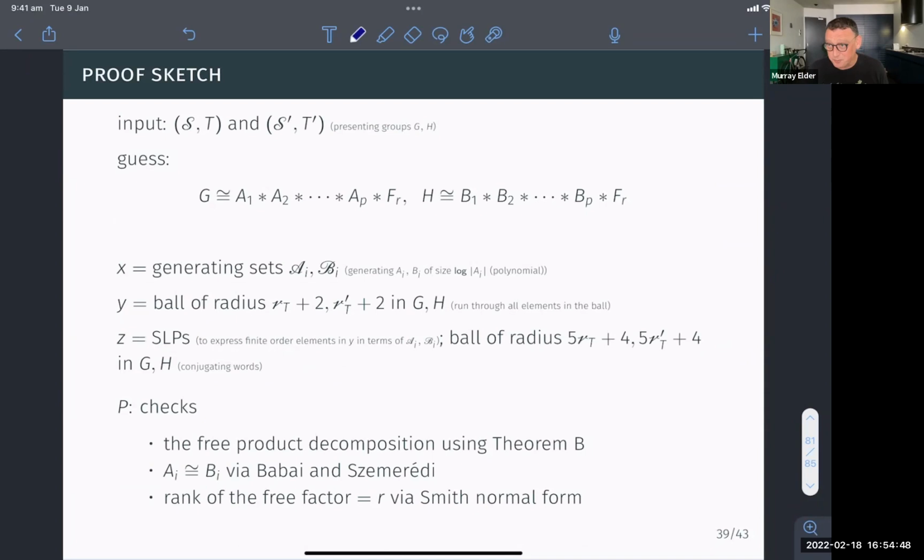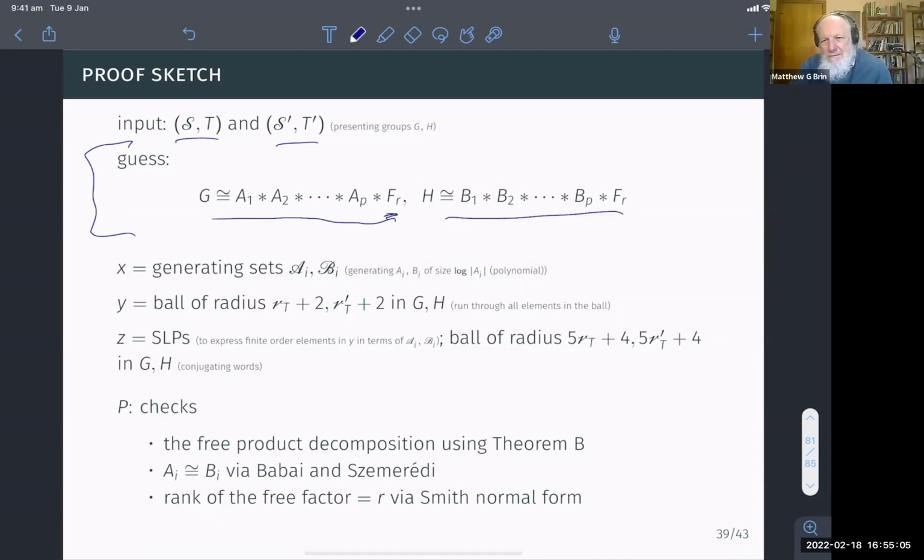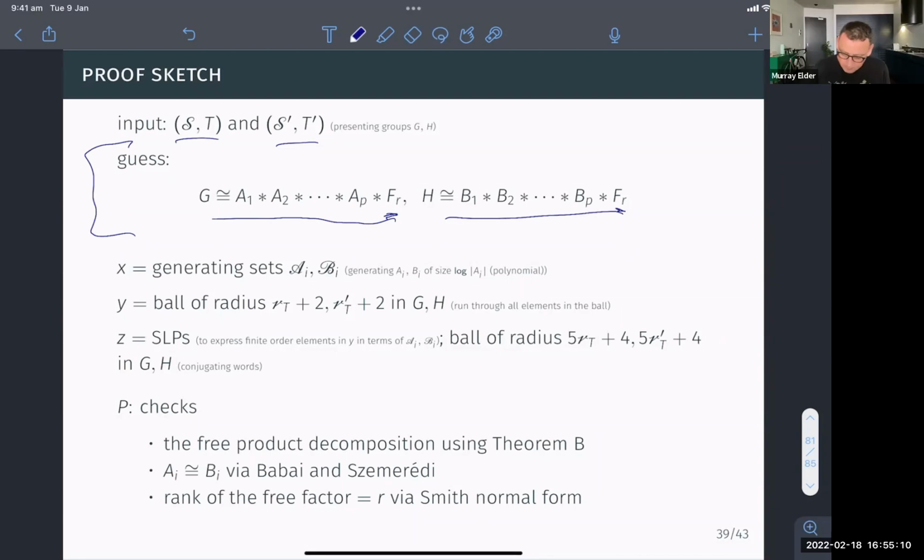This is the sketch of the proof, so I don't know how helpful this is going to be, but you've got 2 rewriting systems presenting 2 groups. So this is something we just do in our heads. We guess that the plane groups look like these, the same rank free group at the end, and then the same number of finite factors. So the X, Y, and Z are part of the sigma 3p definition.